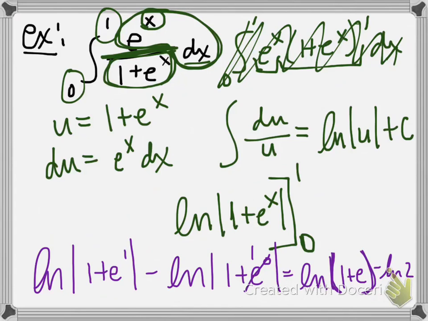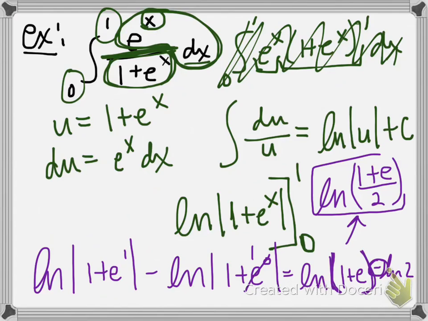You can put this in your calculator and you can get a decimal for it, or if you want to, which I usually do, I just leave it in terms of ln. Since this is subtraction between two natural logs, I can put this as 1 plus e over 2. So my answer is ln of 1 plus e over 2.